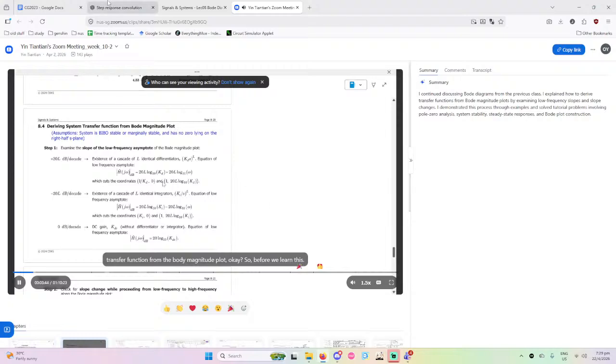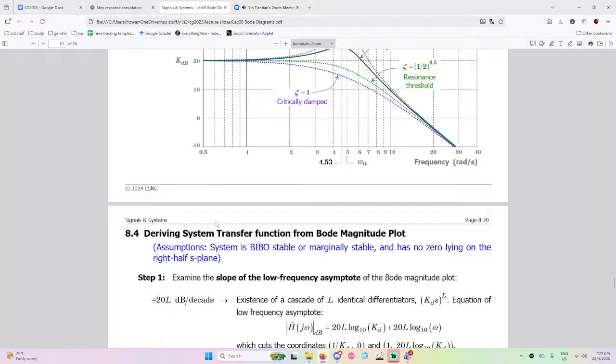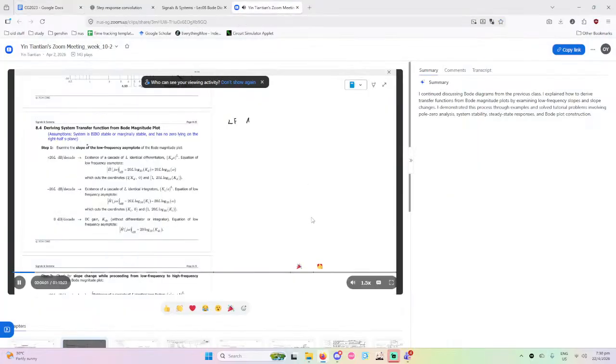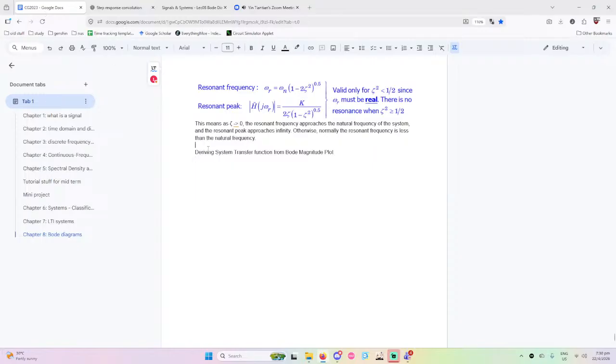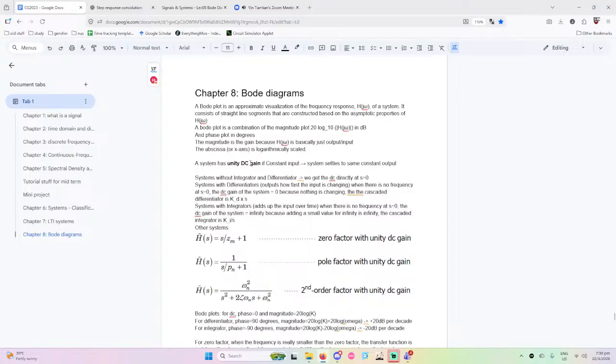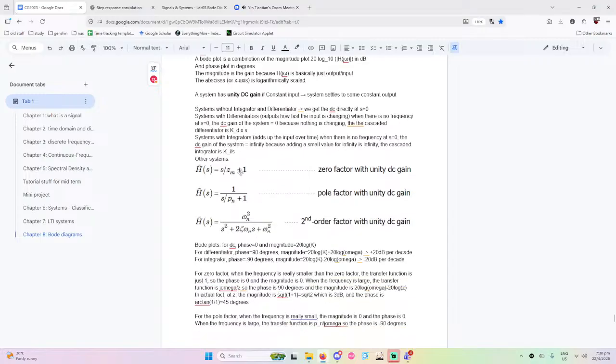Okay, so before we learn how to derive the transfer function from the Bode plots, we are going to summarize the basic systems. Okay, so first, let's look at the low frequency asymptote. Okay, so we have 6 basic systems. First one is kdc. Second one is the differentiator, which is kd multiplied by s. Third one is ki multiplied by 1 over s.